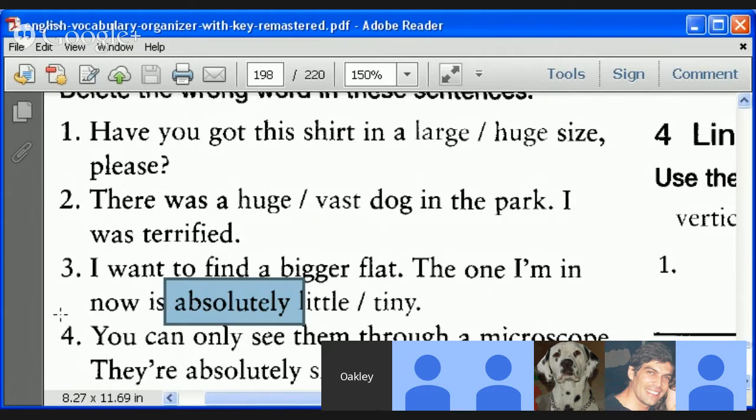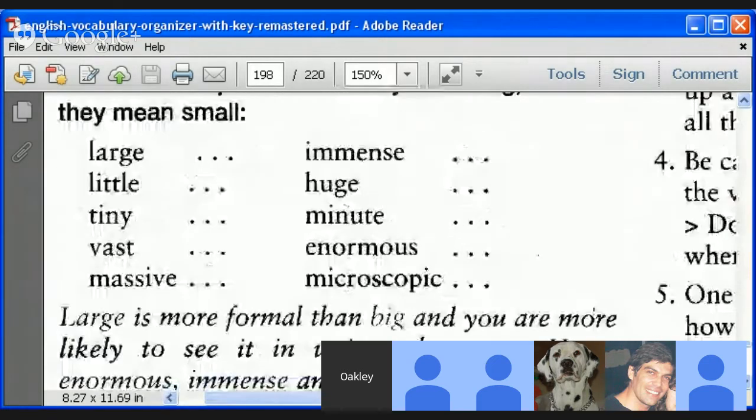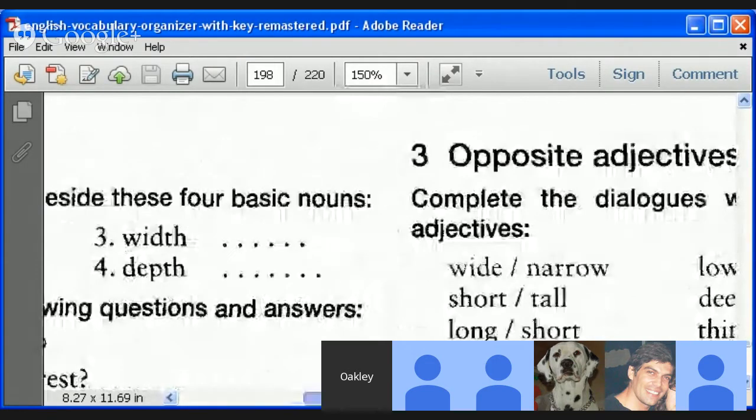Okay, Mustafa, can you try number 4, please? You can only see through the microscope. They are absolutely minute. Yeah, there you go. Same idea here. Good job.